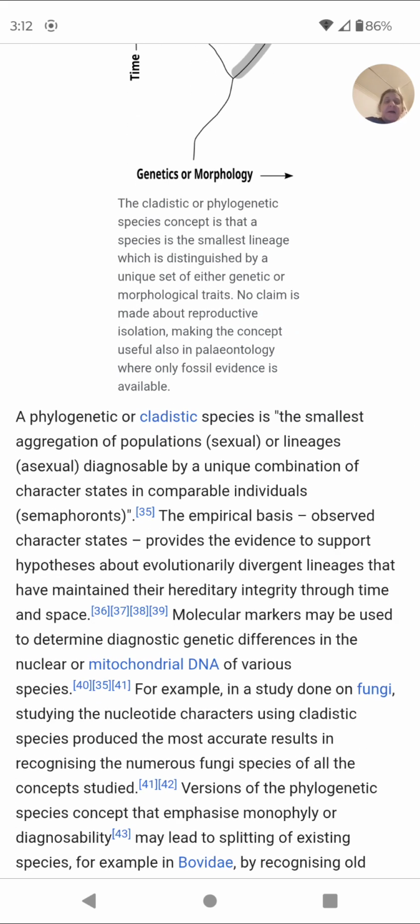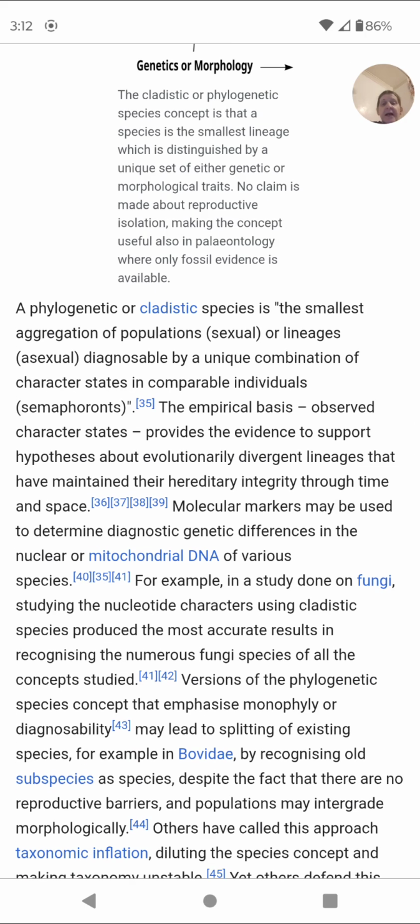A phylogenetic or cladistic species is the smallest aggregation of populations, sexual or asexual lineages, distinguishable by a unique combination of character states in comparable individuals. The epistemic basis of observed character states provides the evidence to support hypotheses about evolutionarily divergent lineages that have maintained their hereditary integrity through time and space.